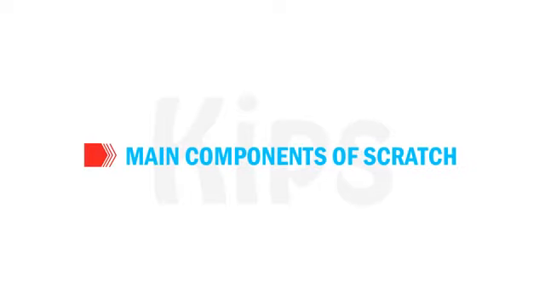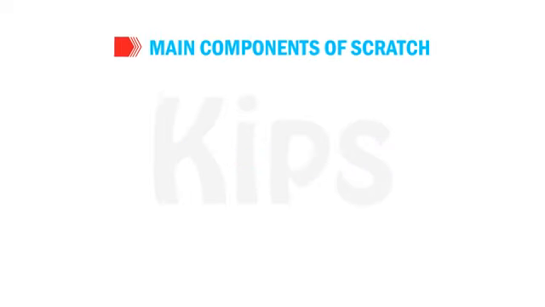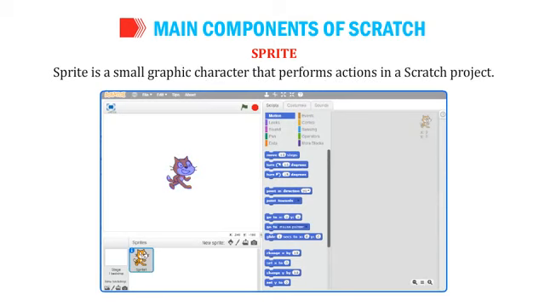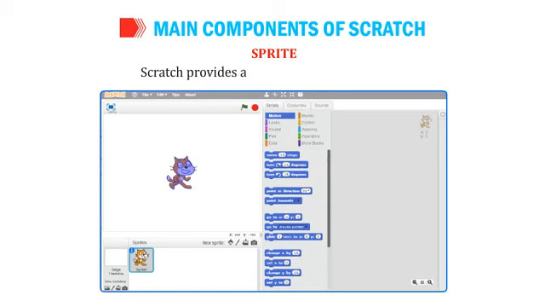Let's learn about main components of Scratch. Sprite. Sprite is a small graphic character that performs actions in a Scratch project. Scratch provides a number of inbuilt sprites. Cat is the default sprite in Scratch.